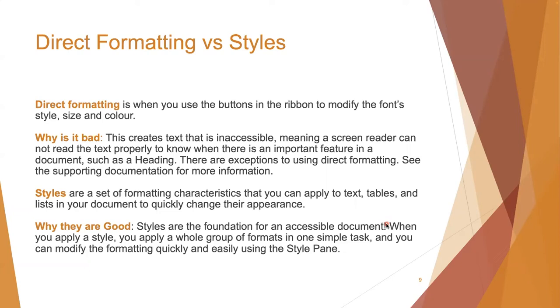So styles are the magical thing. Styles are basically a set of formatting characteristics that you apply to text, tables, and lists in your document to quickly change their appearance. They are the foundation for an accessible document. When you apply a style, you apply a whole group of formats in one simple task, and you can modify the formatting quickly and easily using the style pane. So not only is it easier to use styles compared to direct formatting, it's also, obviously, spoiler alert, more accessible.